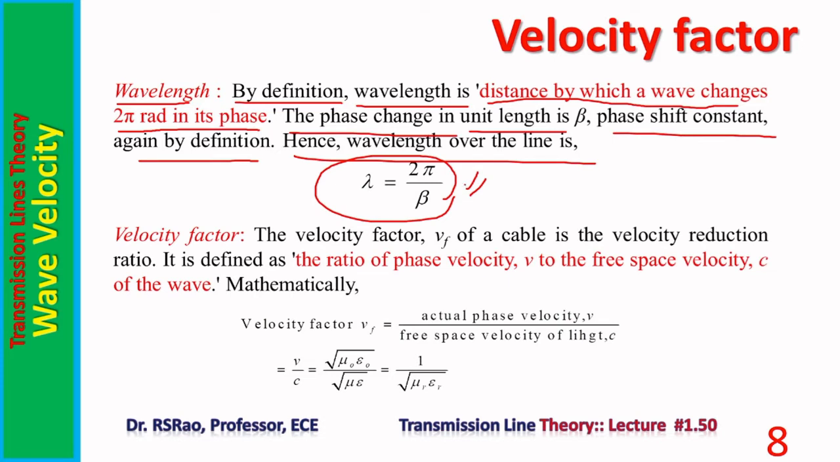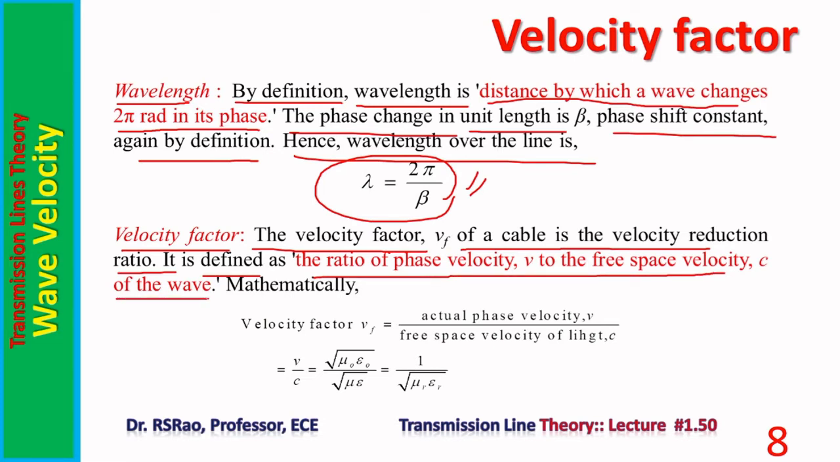Lambda we encounter frequently. Velocity factor. The velocity factor VF of a cable is the velocity reduction ratio. It is defined as the ratio of phase velocity V to free space velocity. As already mentioned, we have already mentioned velocity factor. Mathematically, velocity factor is actual phase velocity by free space velocity. This is 1 by root of mu r epsilon r. Usually, we use non-magnetic situations. Therefore, mu r is 1.